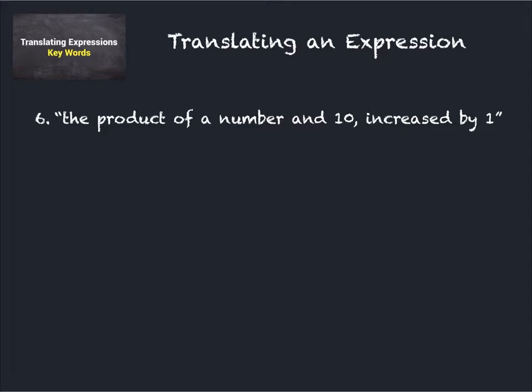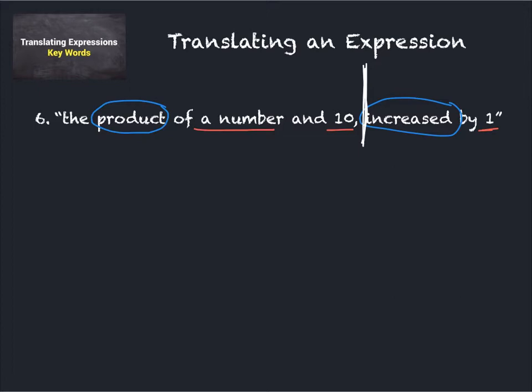Let's do a few examples. Here it says the product of a number and 10, increased by 1. So please try to do this on your own before you continue watching the video. Okay, so first we have product. So product is going to mean multiplication. Now what are we multiplying? And notice the comma here kind of separates this. We're going to look at that later, because that comma there kind of separates the last part of the statement.